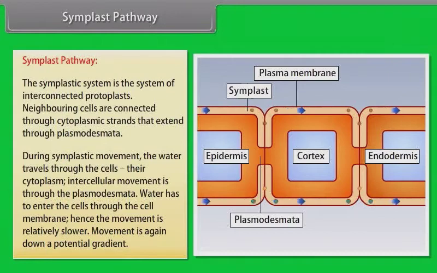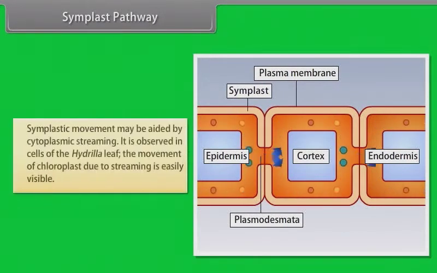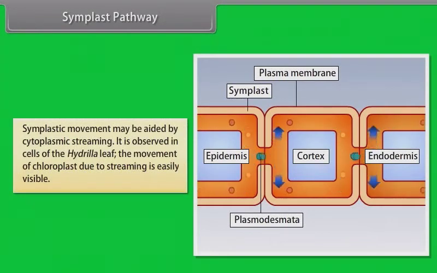Water has to enter the cells through the cell membrane, hence the movement is relatively slower. Movement is again down a potential gradient. Symplastic movement may be aided by cytoplasmic streaming. Cytoplasmic streaming is observed in cells of the Hydrilla leaf. The movement of chloroplasts due to streaming is easily visible.